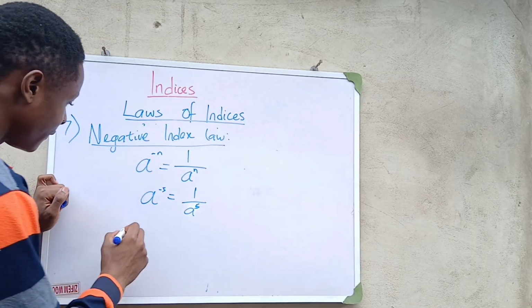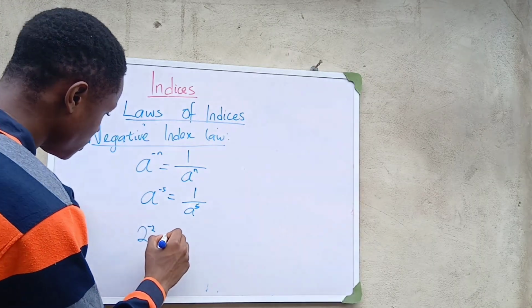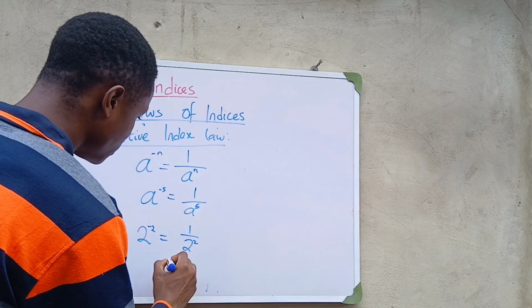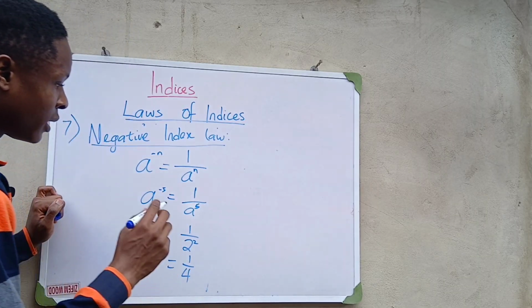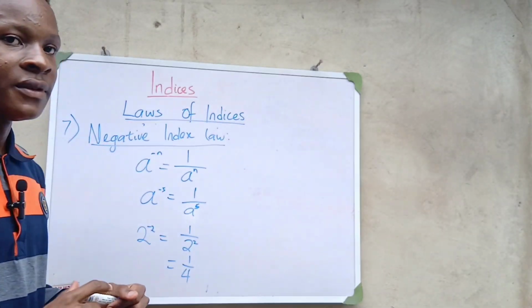So let's say we have 2 raised to power minus 2. We're having 1 over 2 raised to power 2, which is 1 over 4. 2 raised to power 2 is 4. So that's for the negative index law.